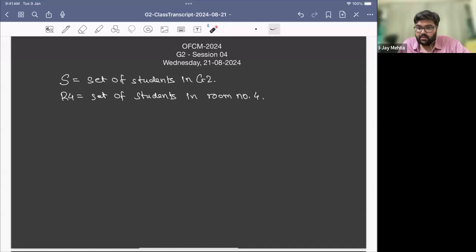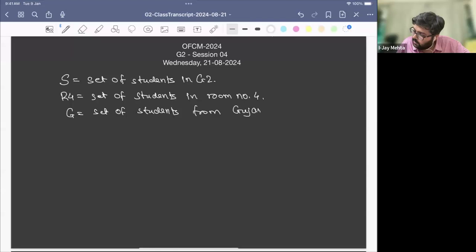Okay, good. So then another notation, G is a set of students from Gujarat. Those who are there in this set, please give a tick. So I'll know where you are, which room you are. Those who are from Gujarat. Okay, from G. Okay, good. So both sets are non-empty. Some students are there, right?